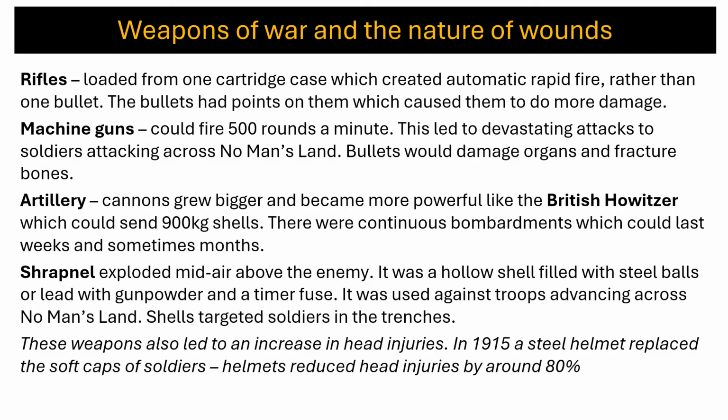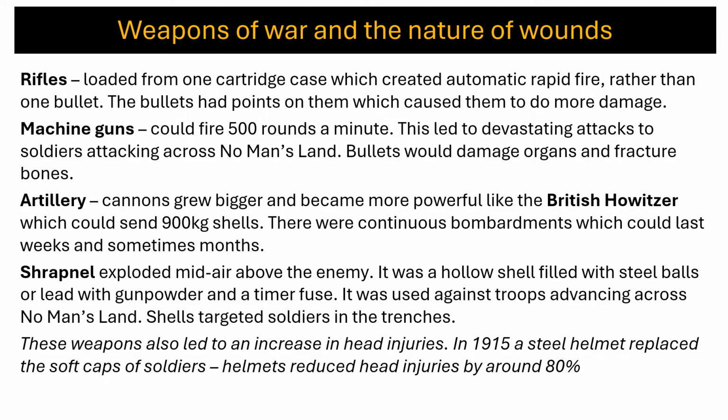Machine guns could fire 500 rounds a minute. That led to devastating attacks on soldiers attacking across no man's land. Bullets would damage organs, fracture bones, cause horrible head injuries, for example. Many soldiers would tragically be killed outright, and many left with the most devastating wounds. Sometimes they would succumb to those wounds in the days and weeks afterwards. Sometimes, of course, they would be able to survive them.